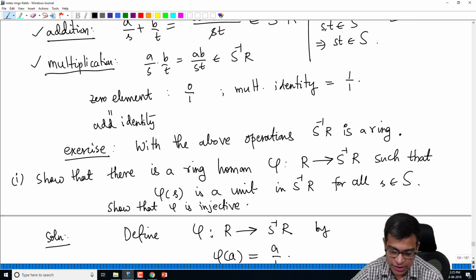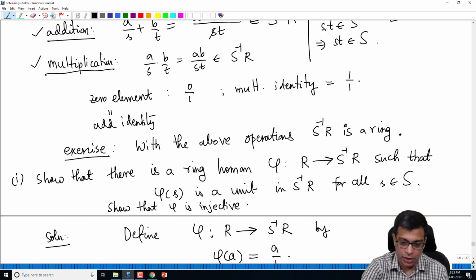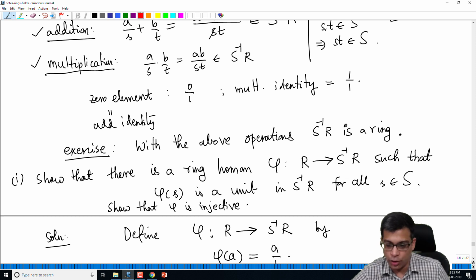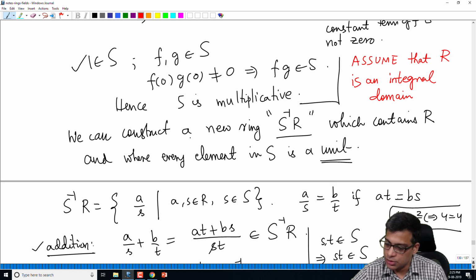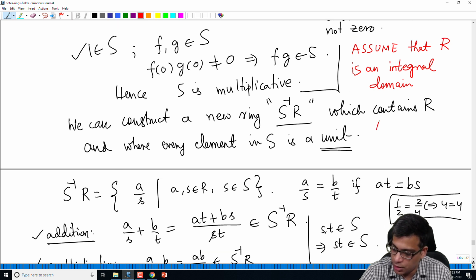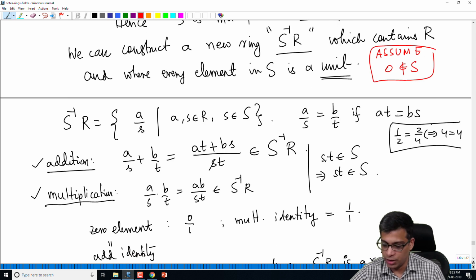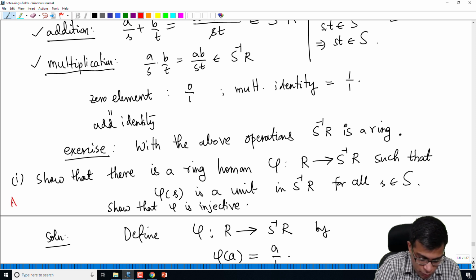Actually I should have said this, so maybe I should write it here. Most of the time we are going to assume that S does not contain 0. Somewhere I wrote this. Also assume that, otherwise I get into problems. Assume that 0 is not in S. So assume that everywhere 0 is not in S.